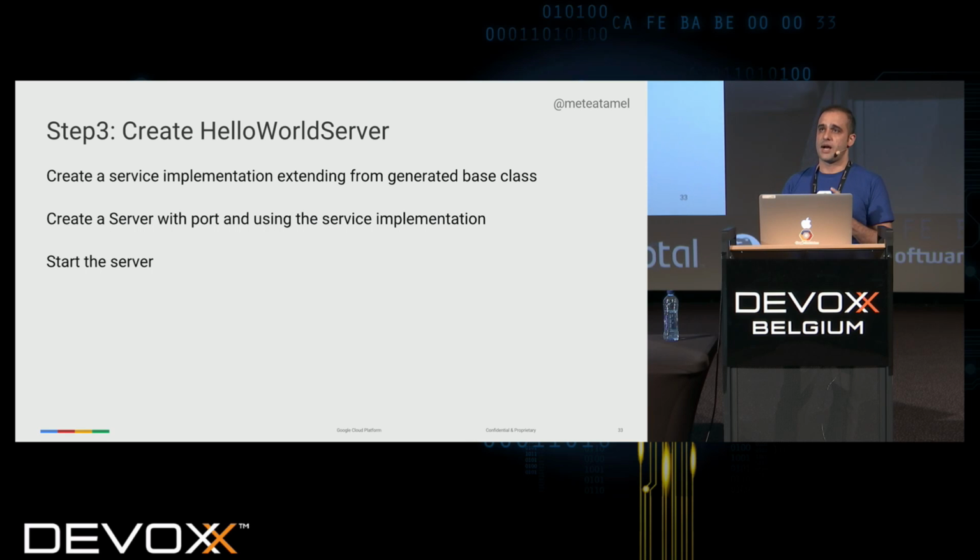The third step is to actually create the server. So the server implementation, it's really easy. You just extend from the generated base class that the protobuf generates for you. And then you specify the port, and then you also specify a service implementation. So you need to actually define what the service does. So that's the service implementation, and you start the server, and that's it. So the 3 things here are that you extend from the base class, you specify the port, and then you define the actual service itself, and then start the server.